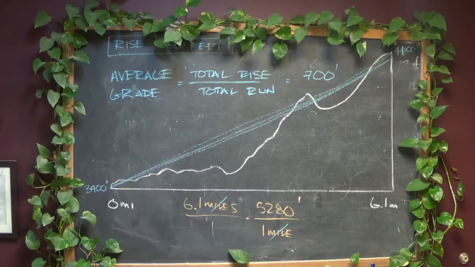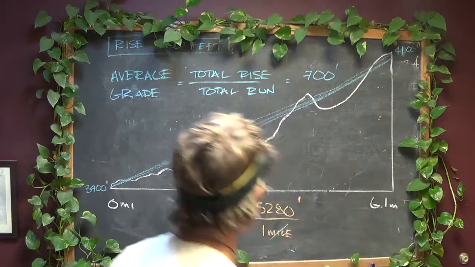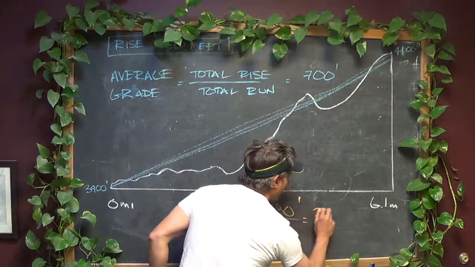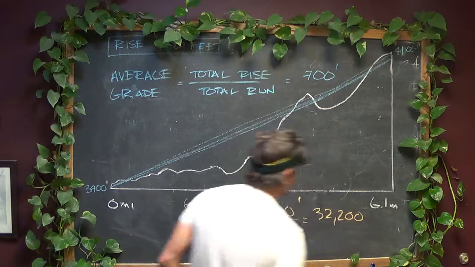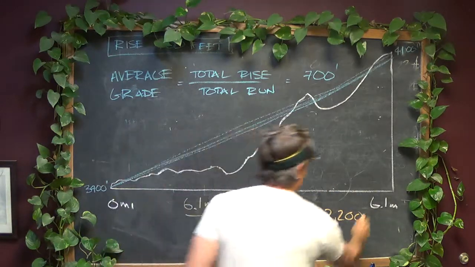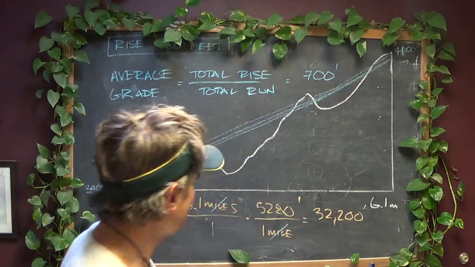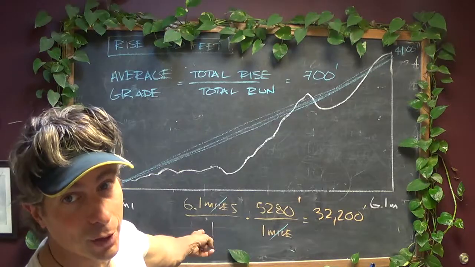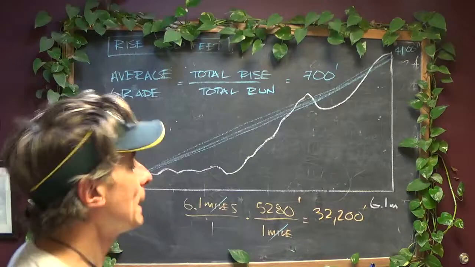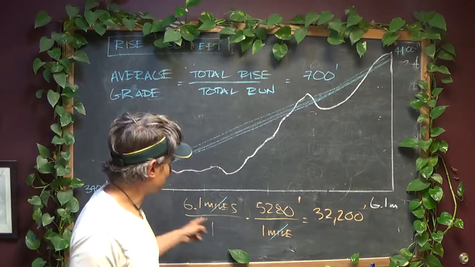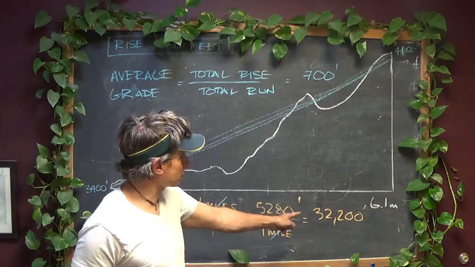6.1 times 5,280. I end up with 32,208 feet. I'm going to call it 32,200 feet. I think that 8 feet is probably a little bit too precise for our own work, because the 6.1 is rounded off anyway. It could be 6.09, it could be 6.12. We'll deal with Strava later as we go. So I get 32,200 feet.